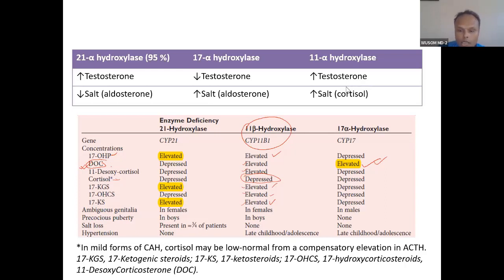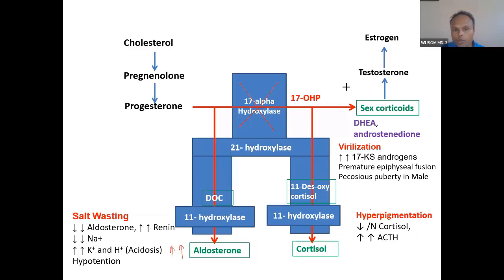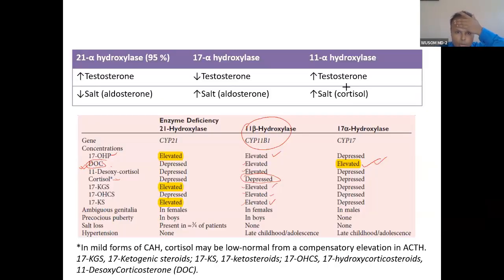If you correlate with this, if you put this into your picture, into your imagination, and if you think about it, you will be able to think about this disorder easily, and you will never be confused. What you have to do is think. Now you can see here the presentation is also mentioned. In such a condition, 21 hydroxylase deficiency in female, ambiguous genitalia will happen.